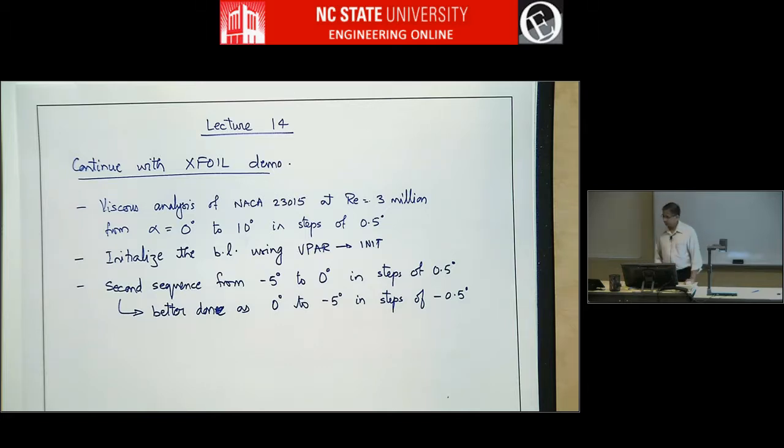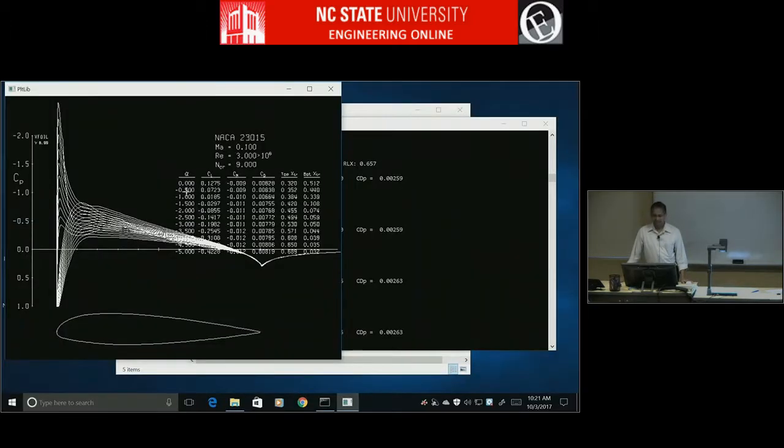Basically, I did VPAR init, so initialize the boundary layer. Then I ran again for angle of attack of 0. Then I did a sequence 0 to -5 in steps of -0.5. This is all pretty fast, and you can see all these values are here.